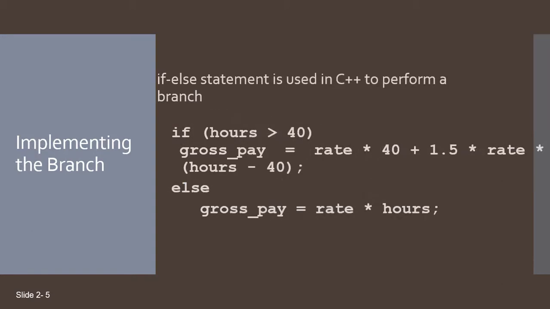And this is what an if statement would look like to do that. If the hours are greater than 40, hours greater than 40 is the Boolean expression, then calculate the gross pay, giving them time and a half for all the hours over 40. Otherwise, calculate their gross pay the normal way, just multiply rate times hours.